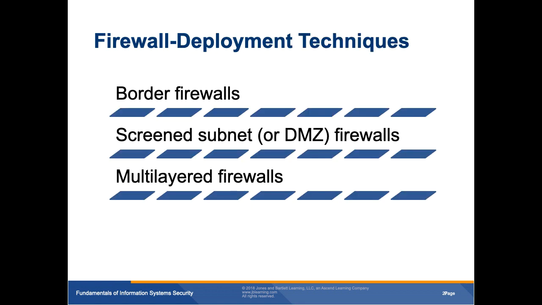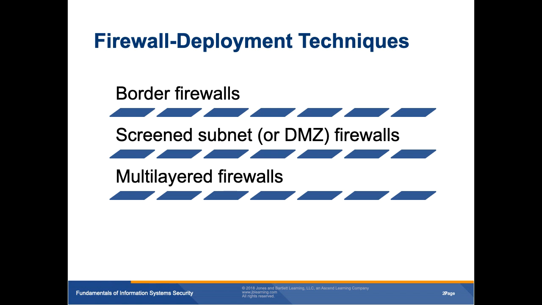All right. Deployment techniques. You have border firewalls, which is typical. You should at least have a border firewall. Screen subnets or DMZ firewalls, as I mentioned earlier. In a lot of cases, you should have two firewalls: a border firewall and then the internal firewall, and that basically creates a screen subnet or DMZ between the firewalls. And also like the multi-layered firewalls.